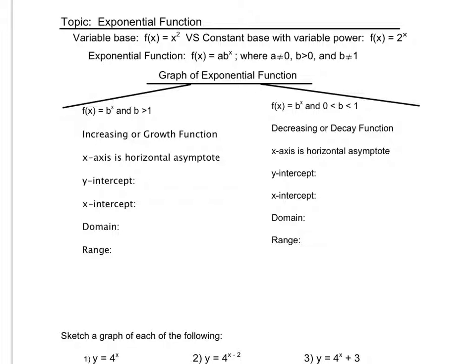So if you want to already start putting yourself in that mindset, start thinking about why might A not be able to be 0? Why might B have to be greater than 0? And why might B not be able to be 1?